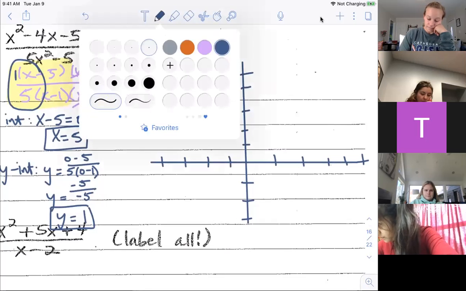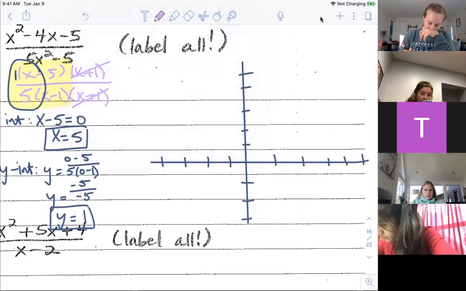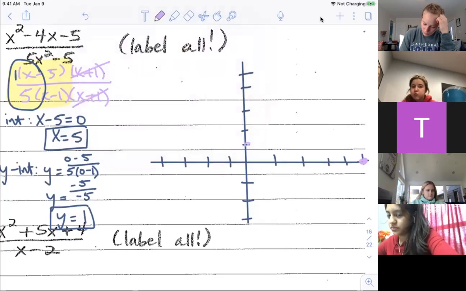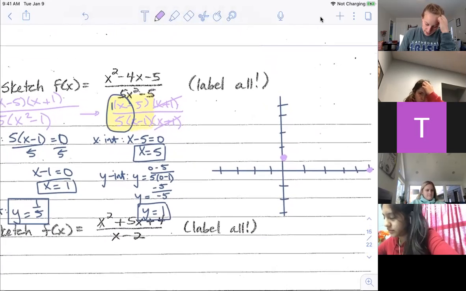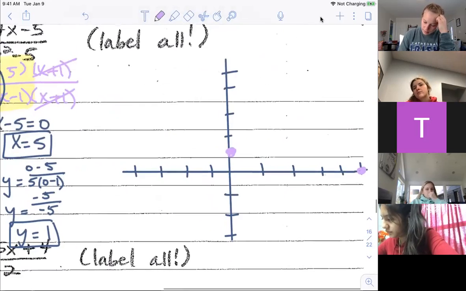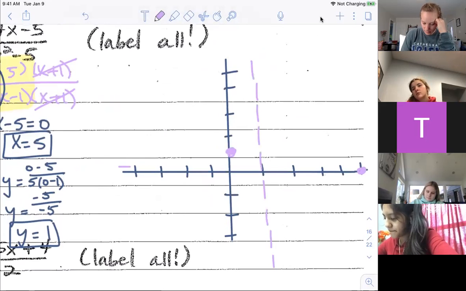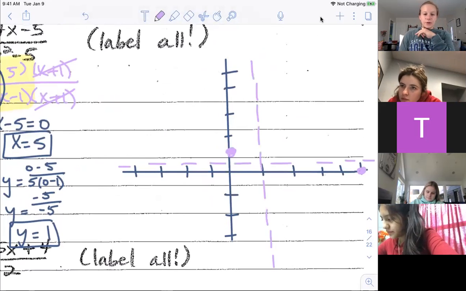Okay. X and y intercepts are at 5. 1, 2, 3, 4, 5. That was maybe a little too big, but that's okay. Y-intercept is at 1. VA is at +1, and HA is at 1/5. I'm not going to mark you off and be like, oh, you drew your thing at 1/2 instead of 1/5. Just put it somewhere between 1 and 0 and then move on with your life. It's close enough. I'll figure it out.